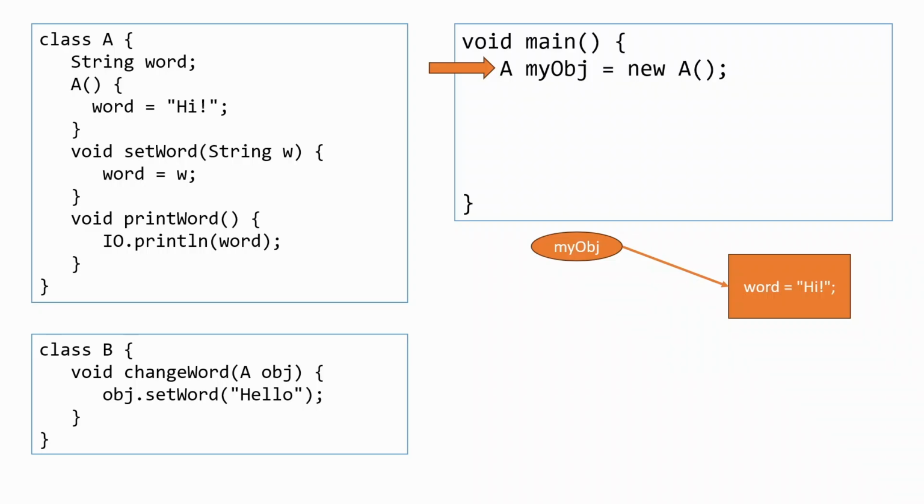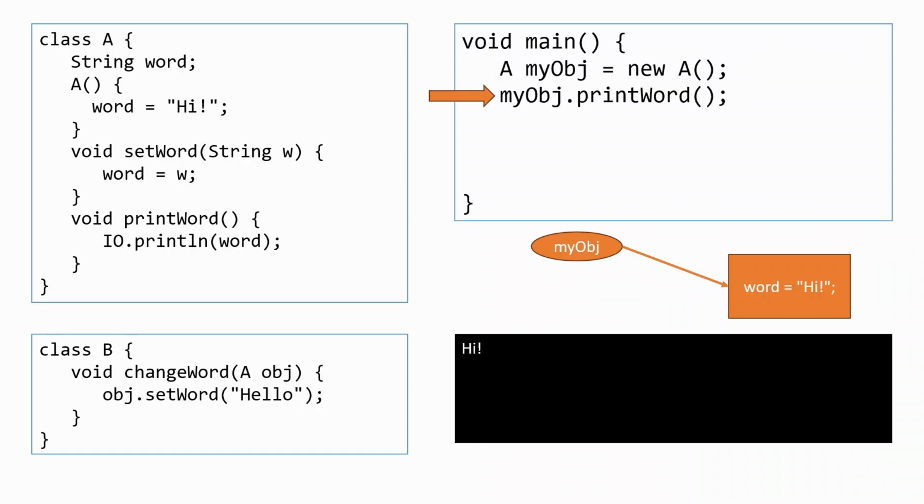We have void main that has myObj equals new A. This is going to create myObj as a reference to the new A object that has word equal to "hi". If we say myObj.printWord, it's going to print "hi" to the console.